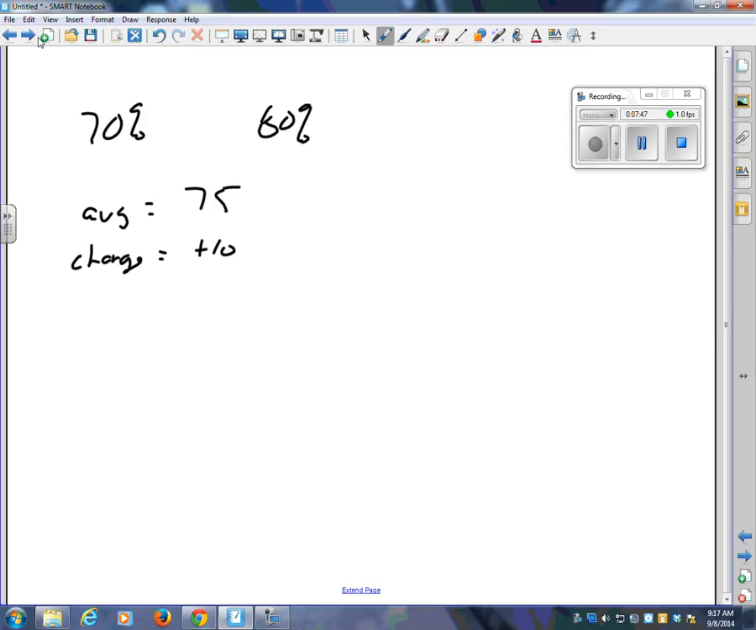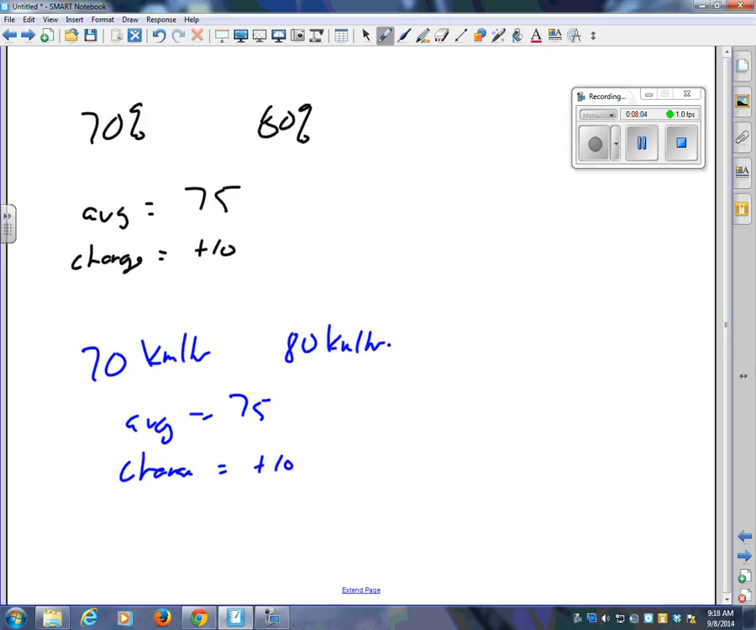Now, let's say you're driving at 70 kilometers per hour, and then you speed up to 80 kilometers per hour. What is your average? Again, 75. What is your change? Plus 10. They are different. And even though you nod, you go, yeah, I get that, that makes perfect sense. I know that I'm going to see some of this coming up. You've got to get that straight.